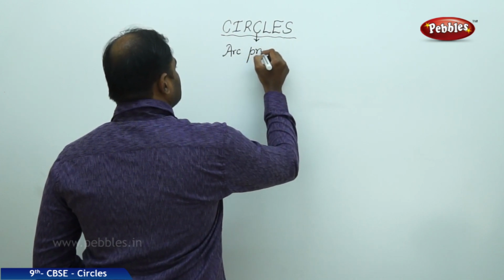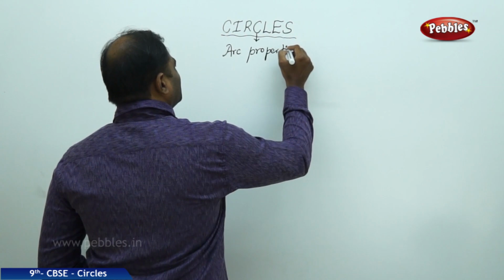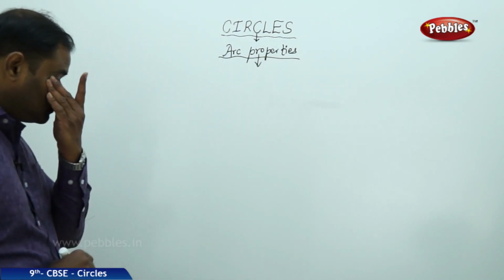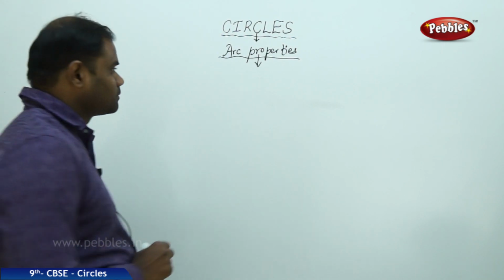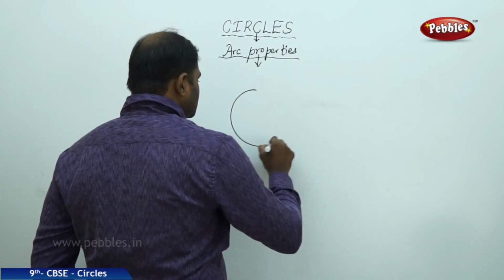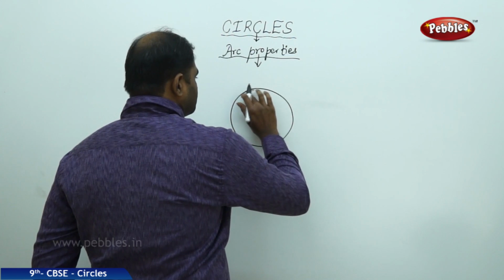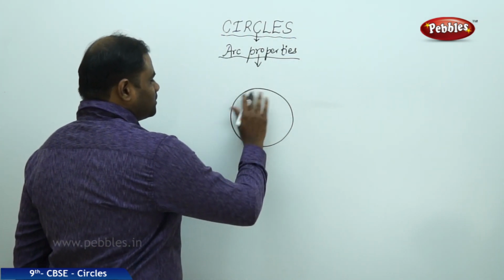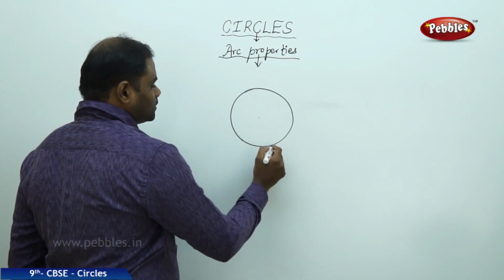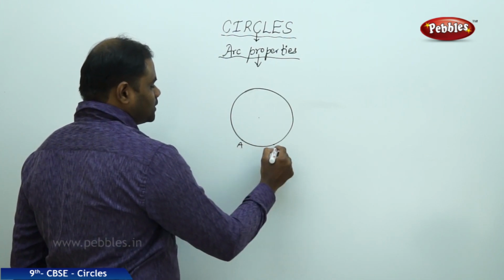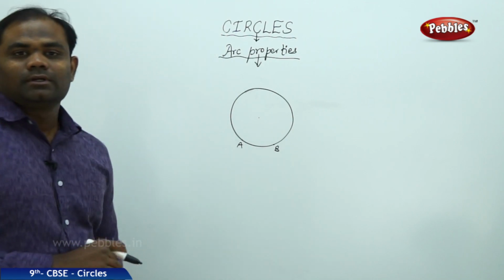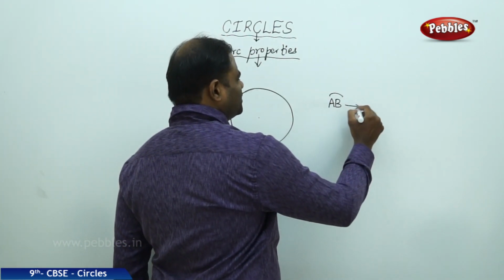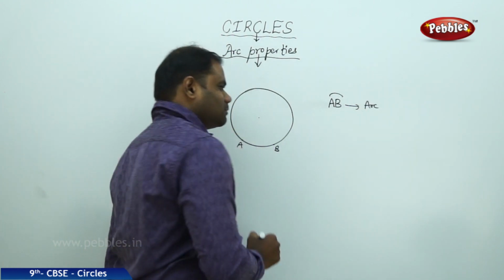So here comes arc properties. The property says, let's take a circle, and let me say AB is the arc. So for the circle, AB is the arc.